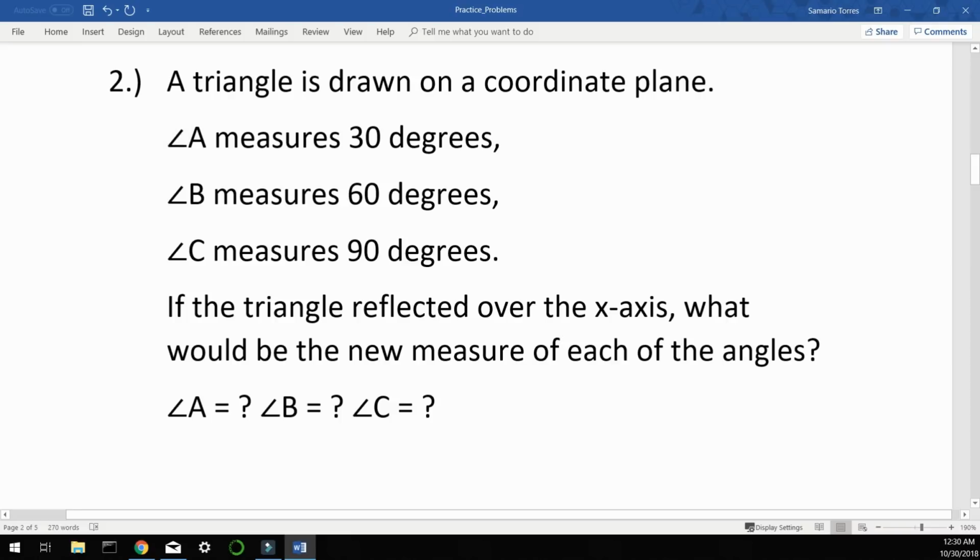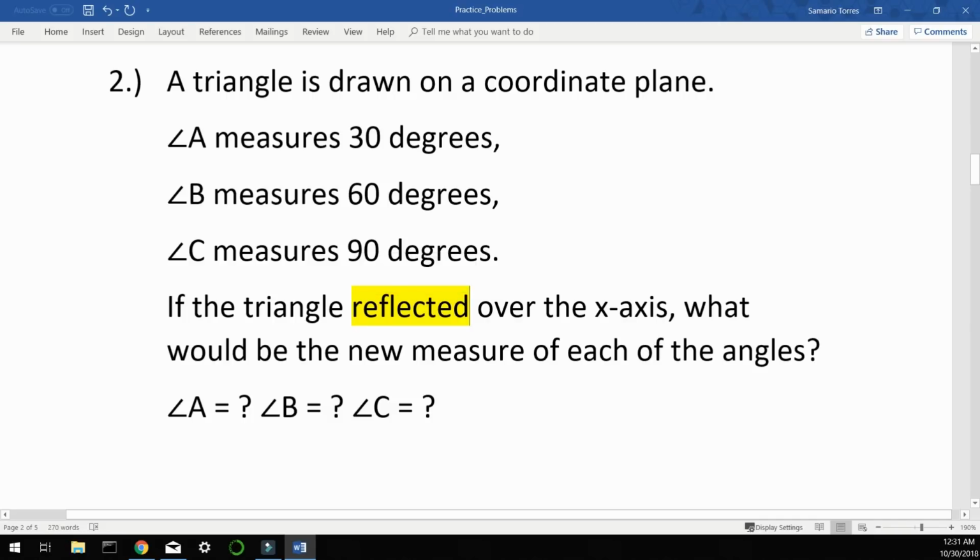This is how you refer to an angle. You guys should know about some angles. It says angle A measures 30 degrees. Angle B measures 60 degrees. Angle C measures 90 degrees. And it says if the triangle is reflected over the x-axis, what would be the new measure of each of the angles? Well, what's the key word here? The key word here is reflected.